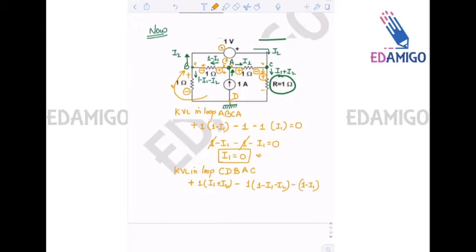minus I1. From A to C, we will encounter the positive terminal first, so it is plus 1 multiplied by I1, that is equal to 0. Now solving this, I1 is already 0, so I will remove I1. So it is I2 minus I2 minus 1 is equal to 0.